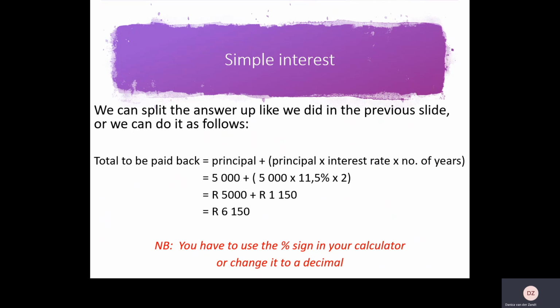So that whole year one, year two part is in that bracket. 5,000 times 11.5%, but there are 2 years, so I times it by 2. Still adding my principal plus my total interest. And if I ask you what was the interest, you would only give me the bracket part. What we are calculating is the accumulated amount, which is principal plus the interest. So if interest is asked, it is only the bracket part.